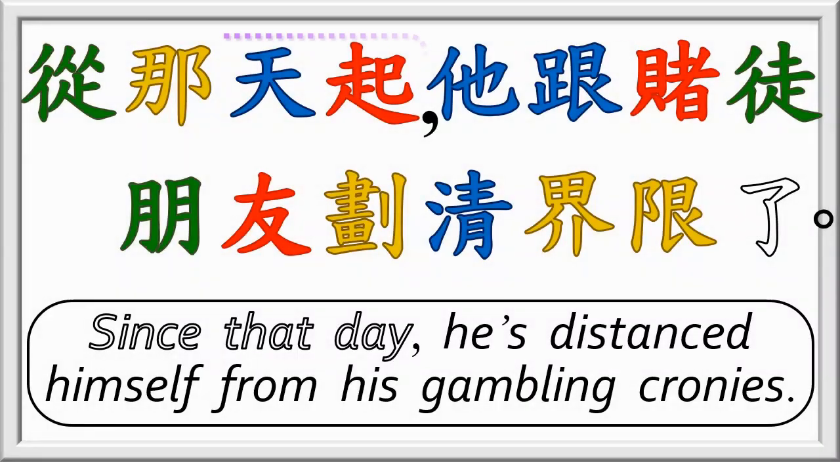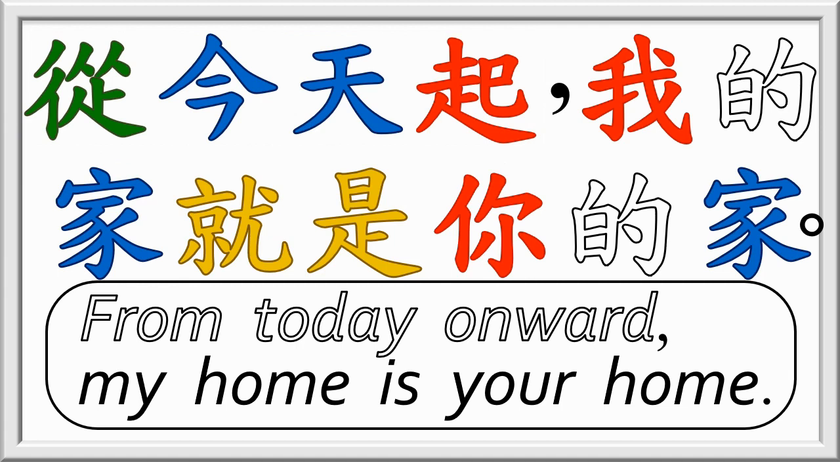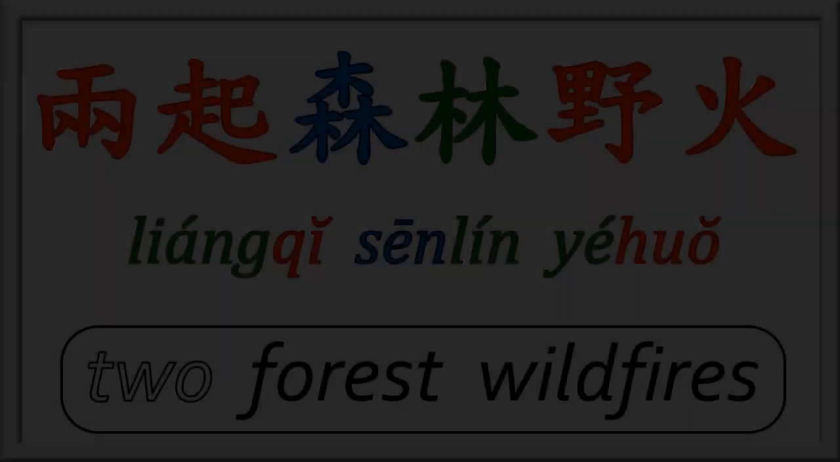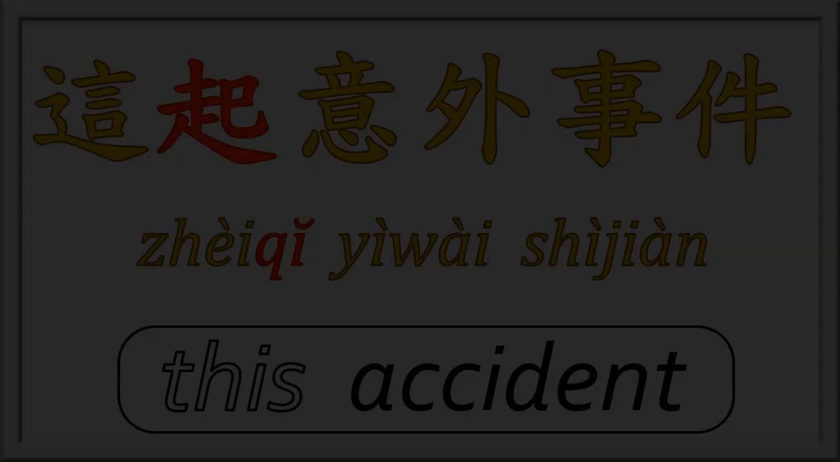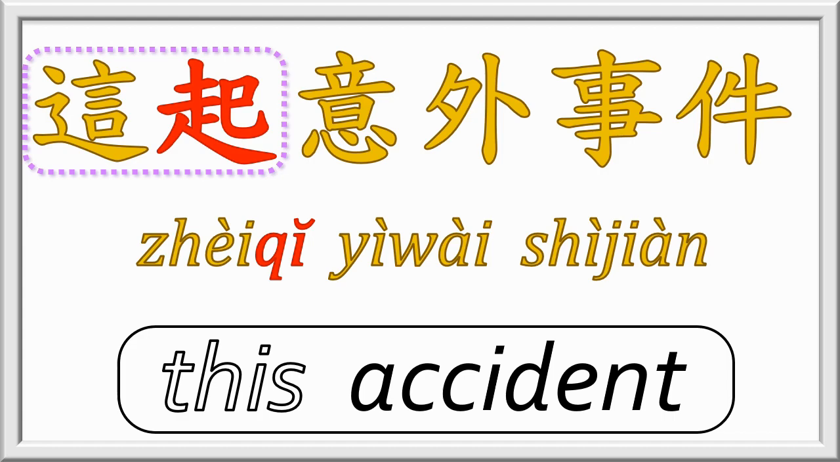When used with time expressions, 起 simply means to begin from that time forward, whether it be a day, date, month, or year. 从那天起，他跟赌徒朋友划清界限了。 Since that day, he has distanced himself from his gambling cronies. 从今天起，我的家就是你的家。 From today onward, my home is your home. And finally, 起 is the measure word for incidents or accidents. 两起森林野火 Two forest wildfires. 这起意外事件 This accident.